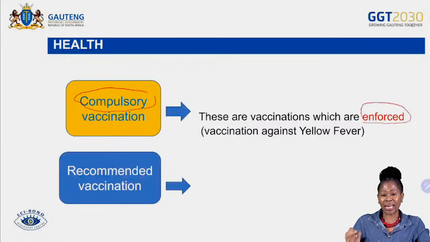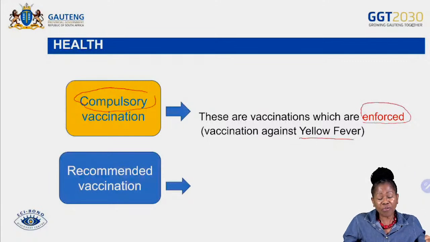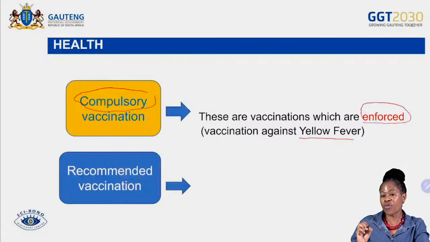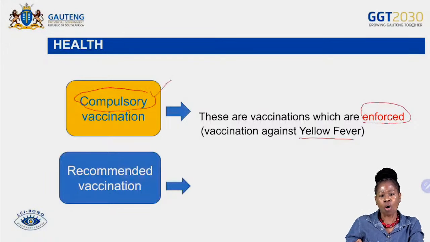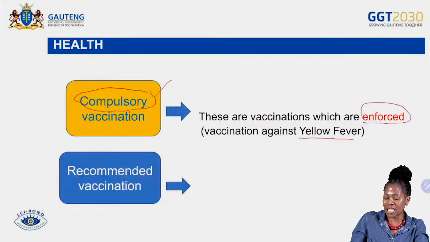For example, I listed a vaccination against yellow fever. Yellow fever is an example of a disease that is in some parts of countries. We will talk about them. But when you, as a tourist, visit that type of country that is listed as having a threat of yellow fever, you are going to have a compulsory vaccination, and if you don't take it, you won't be allowed in that country. Hence, we are saying enforced.